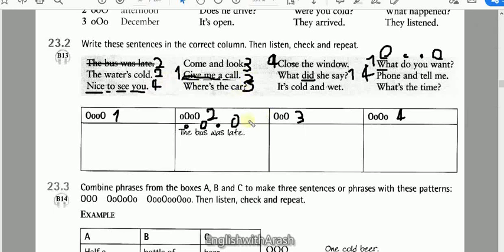Okay. One more. It's cold and wet. It's cold and wet. Yes, good, Heli. Number 3, where's the car is number 3. If you have questions, please ask. Yeah, good, everyone. Samira says it's cold. Yeah, good, Samira. It's cold and wet. It's number 2. Heli, Nahid, Parisa, Ali, good job.